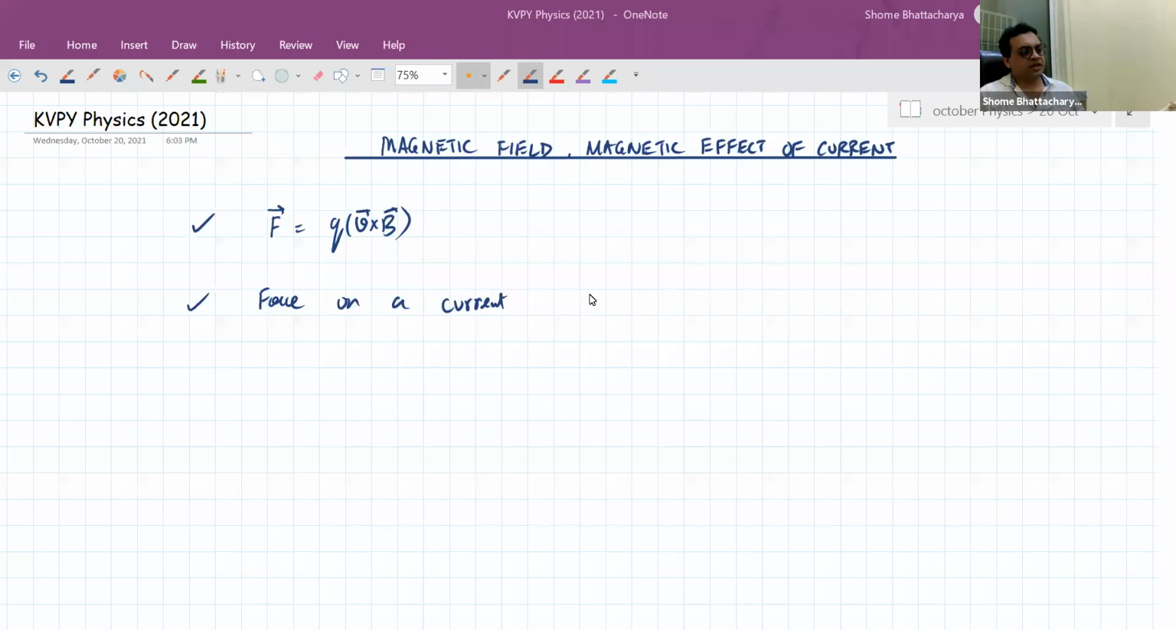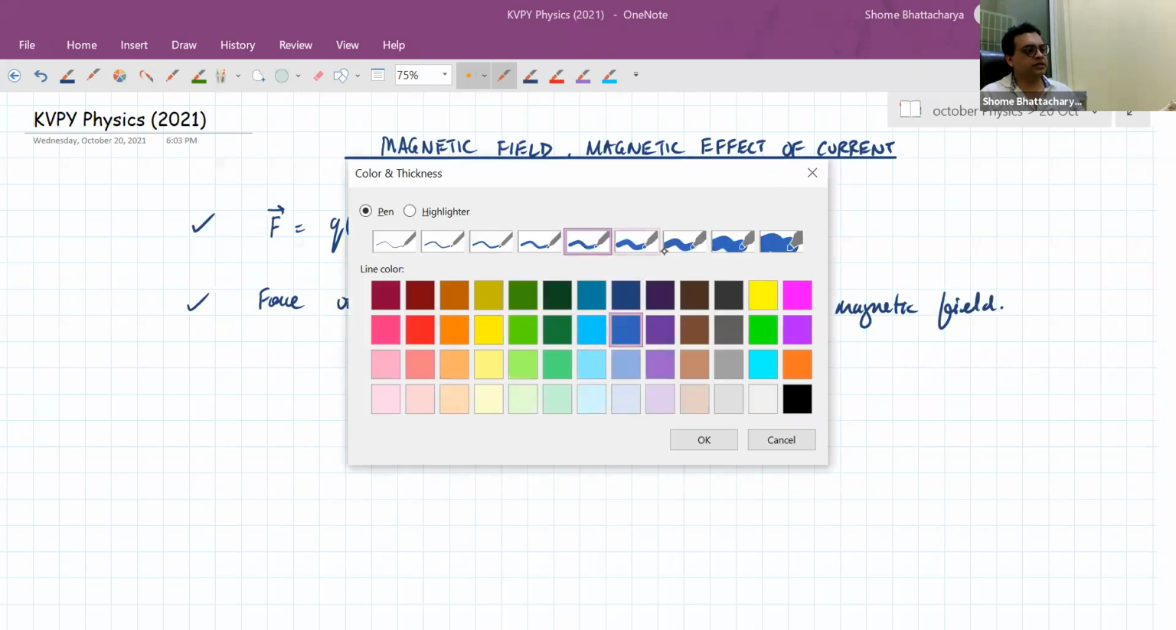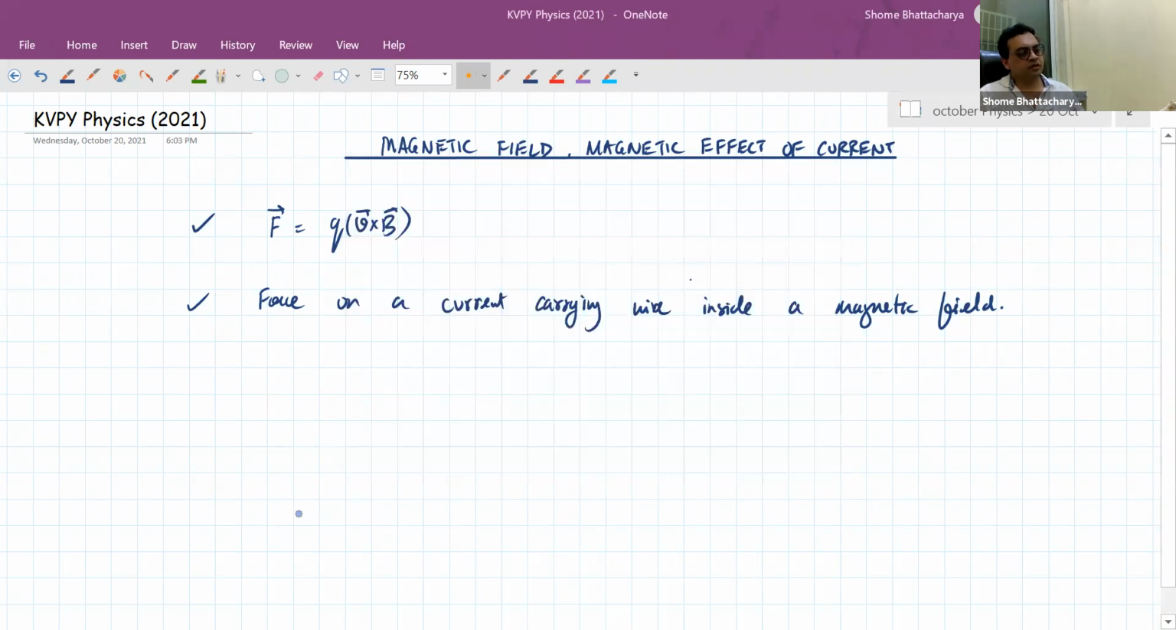So, force on a current carrying wire inside a magnetic field. As it turns out, today we will just look at the concept related to this, without getting into the derivation and everything. At a later stage, when you study it in your class 12th physics, you can see the derivation of this formula also, which I'm writing.